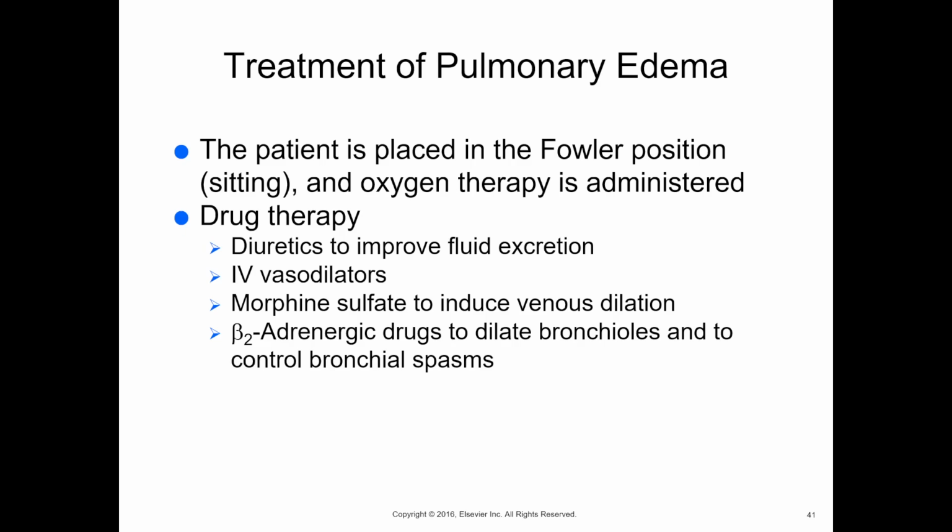Typically, you place the patient in a Fowler position and use oxygen therapy, diuretics, vasodilators, morphine sulfate for venous dilation, and beta-2 adrenergic drugs for bronchial dilation. These are basically the drugs you use for people that are having, like, an asthma attack.